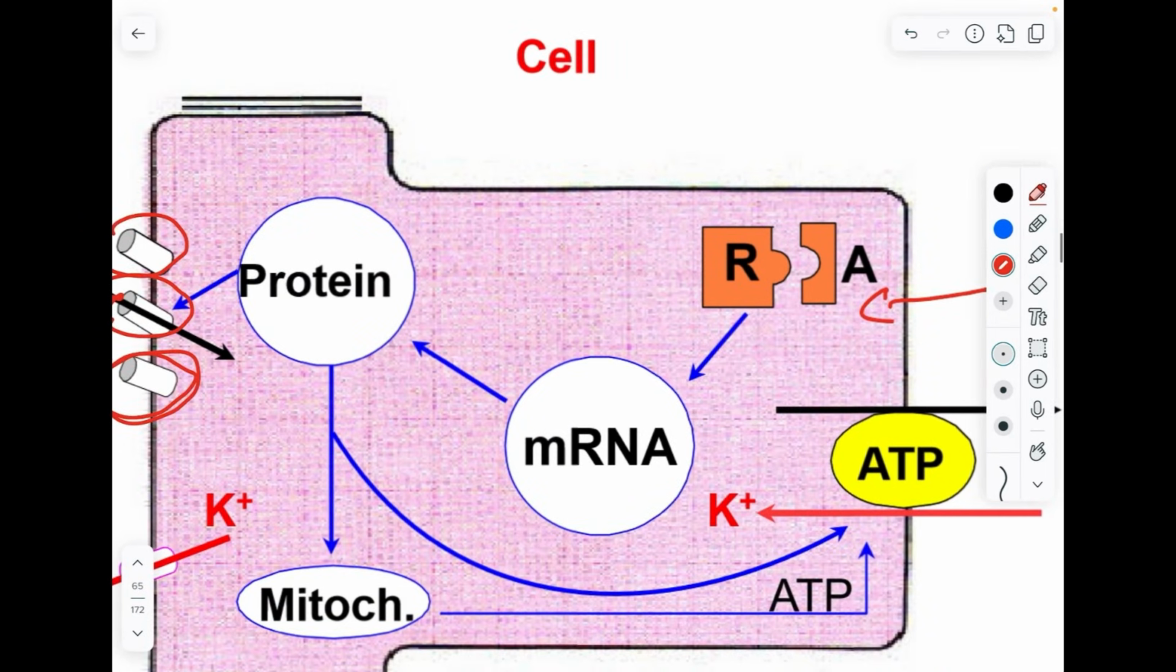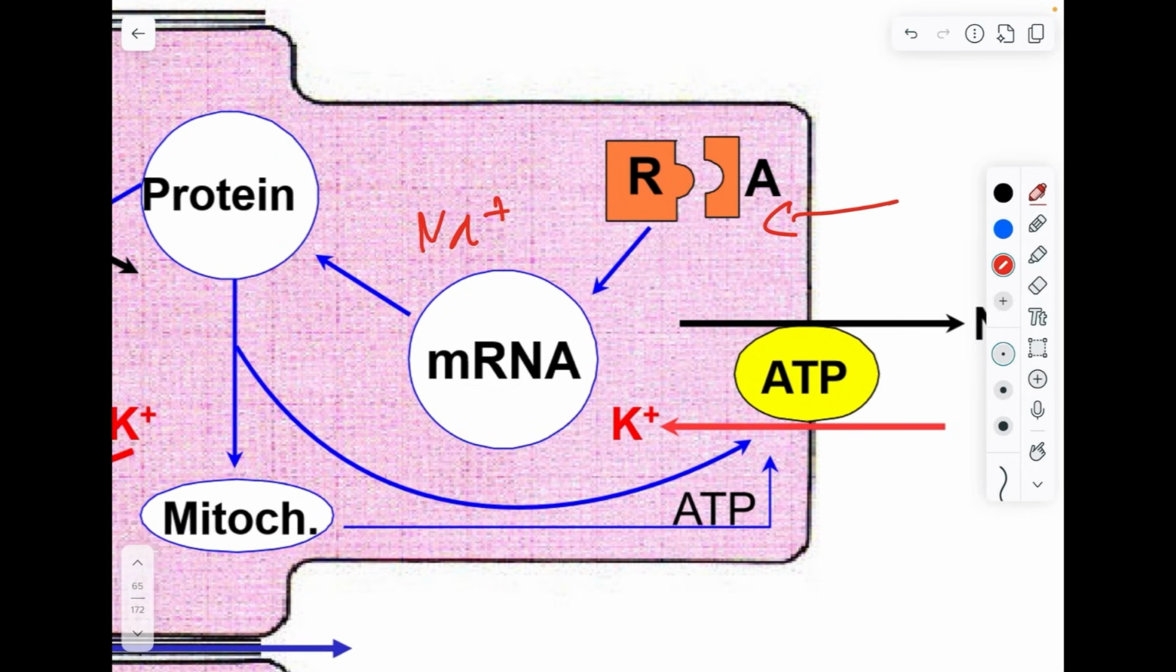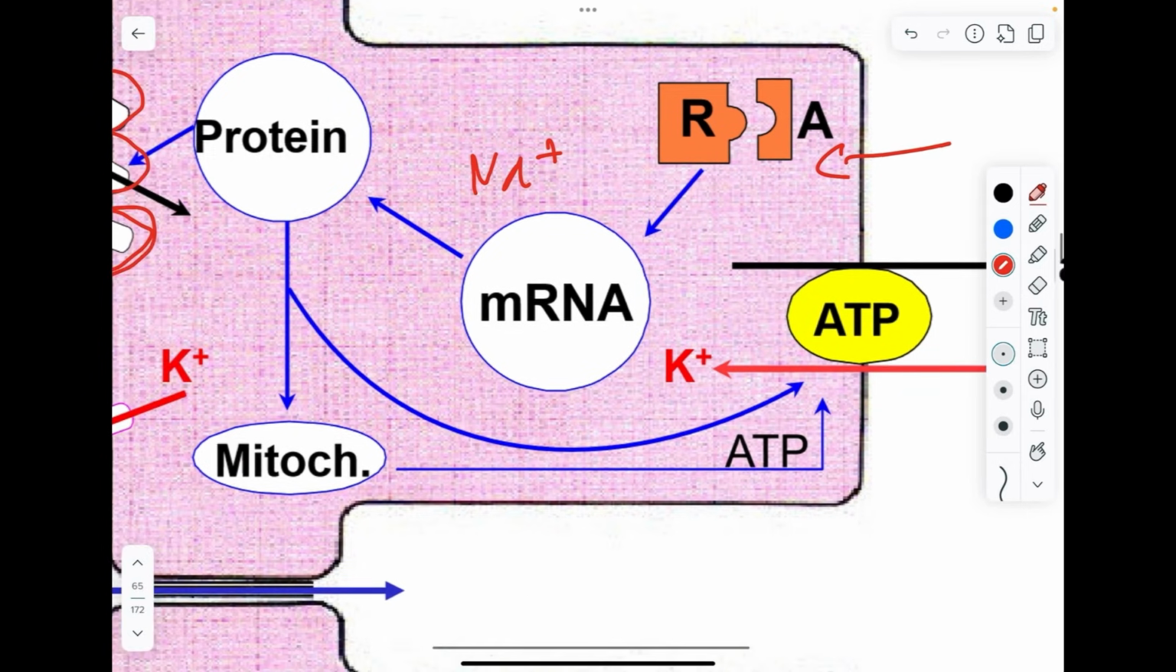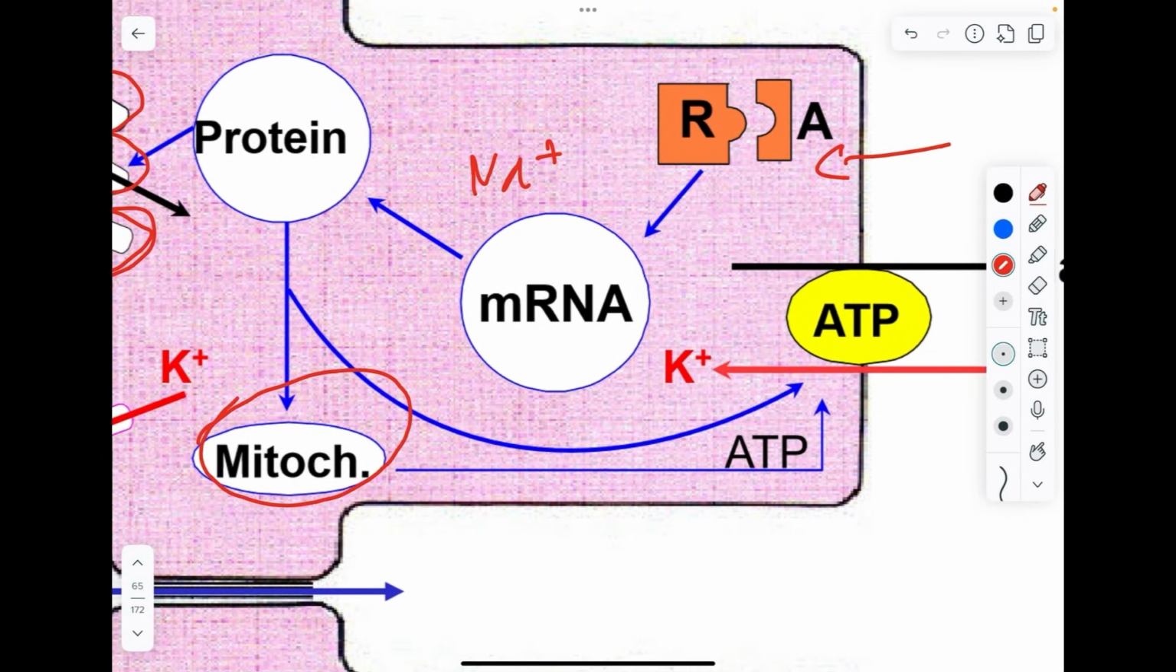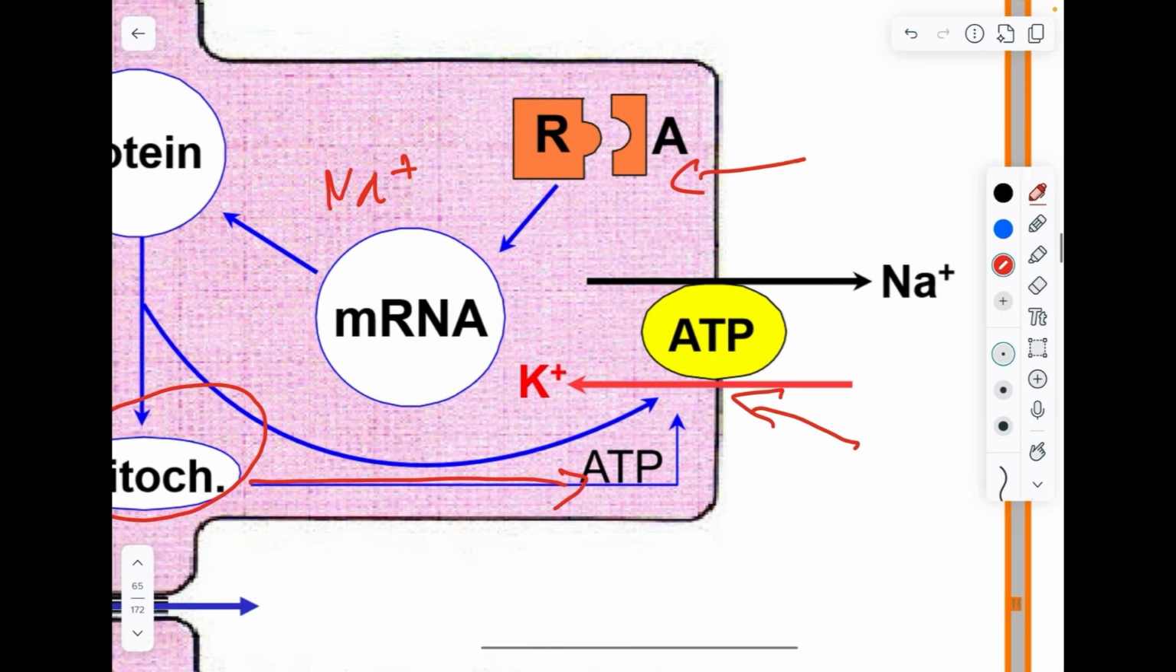Now, if we have a lot of sodium inside the cell because of these channels, we will have a problem. We want to get rid of it. So aldosterone also at the same time tells the mitochondria to produce more ATP to make this pump work more. It will also add more pumps. So more pumps and more ATP to work these pumps. Okay, this is basically what it does.